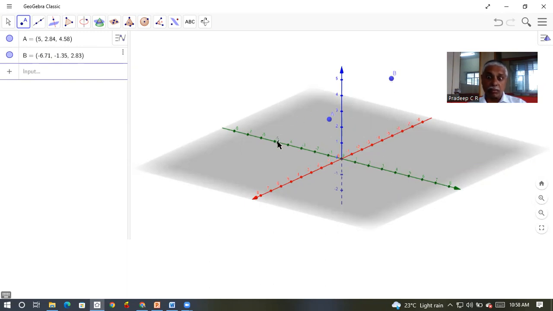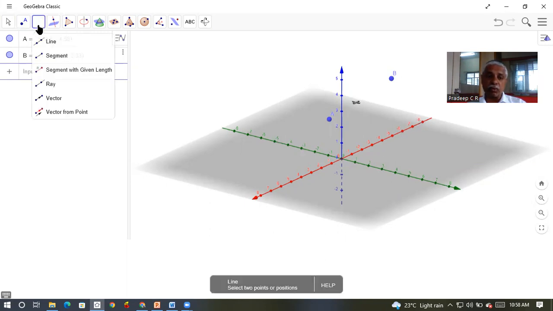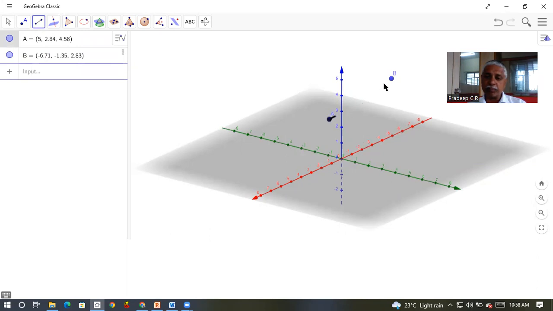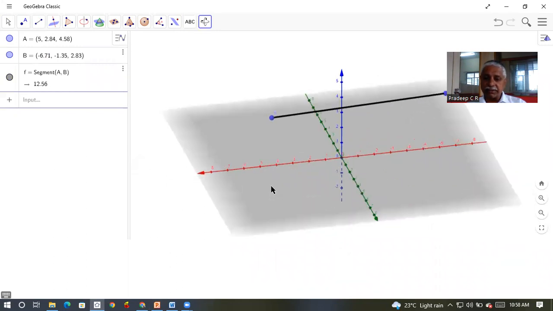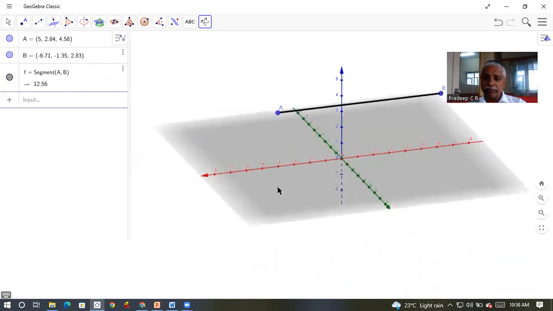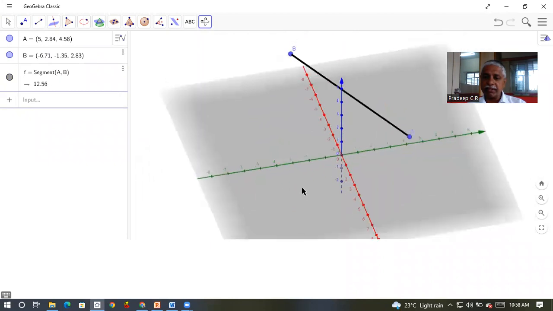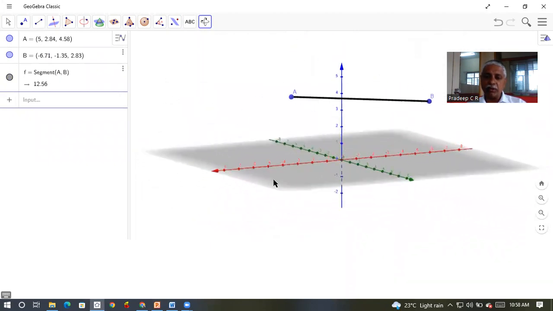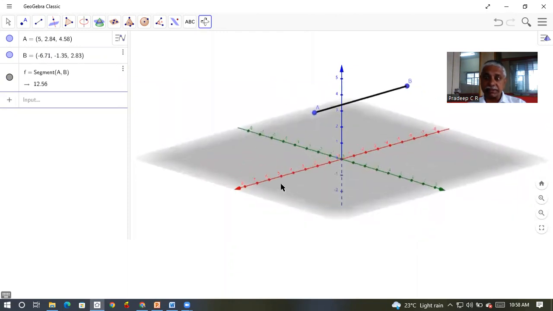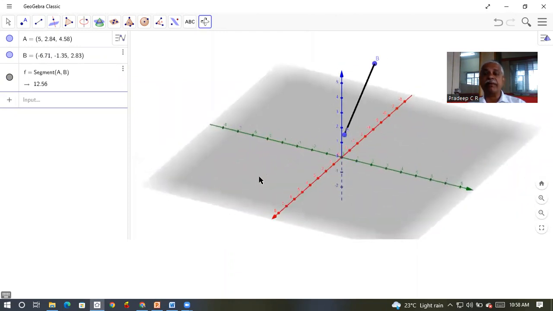Now, what I want to know is, what is the distance between these 2? What does that mean? If I draw a line segment from this point to this point, I want to know its length. Try to understand. You see, these points are not moved. When I see it from different angles, you can see the length of AB will not change. Here it looks as if it is changing. That is because you are seeing from different angles.